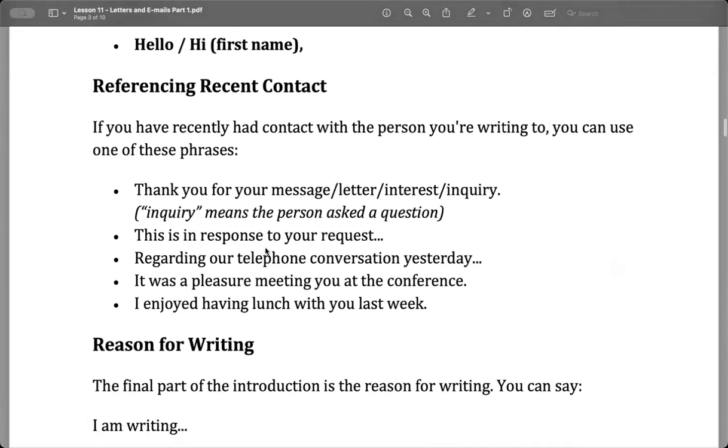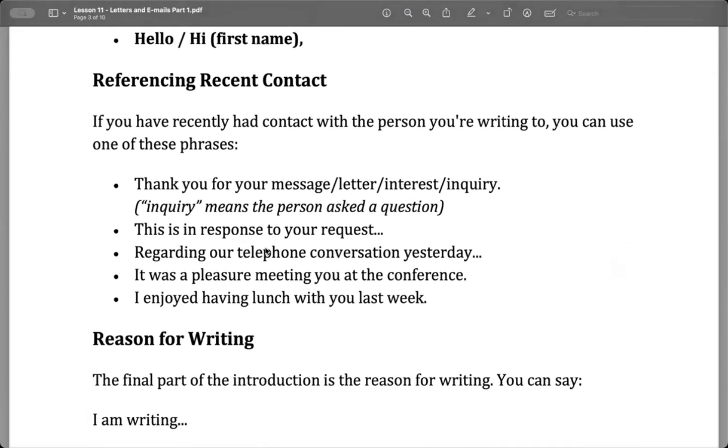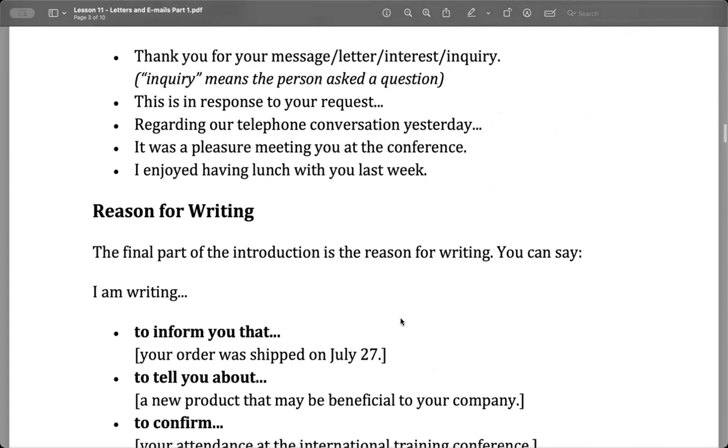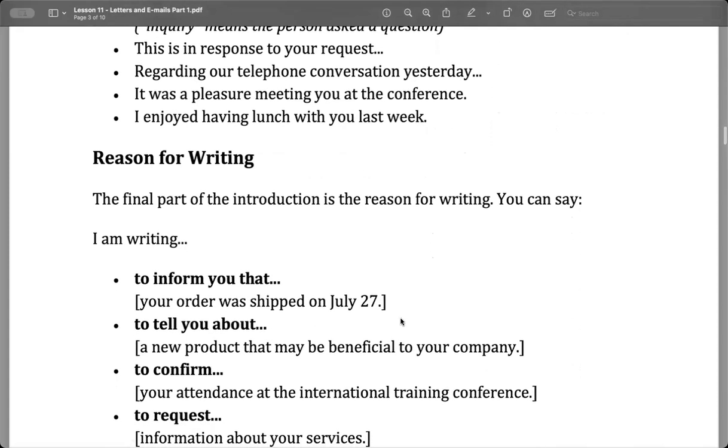Referencing recent contact. If you have recently had contact with the person you are writing to, you can use one of these phrases. Thank you for your message. Thank you for your letter. Thank you for your interest. Thank you for your inquiry. Inquiry means the person asks a question. This is in response to your request. Regarding our telephone conversation yesterday. It was a pleasure meeting you at the conference. I enjoyed having lunch with you last week.